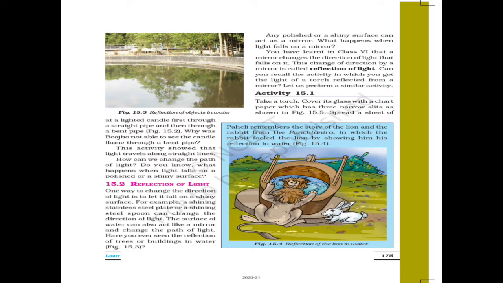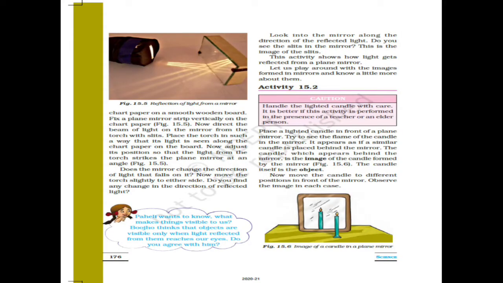Activity 15.1. Take a torch, cover its glass with a chart paper which has 3 narrow slits as shown in figure 15.5. Spread a sheet of chart paper on a smooth wooden board. Fix a plain mirror strip vertically on the chart paper as shown in figure 15.5.